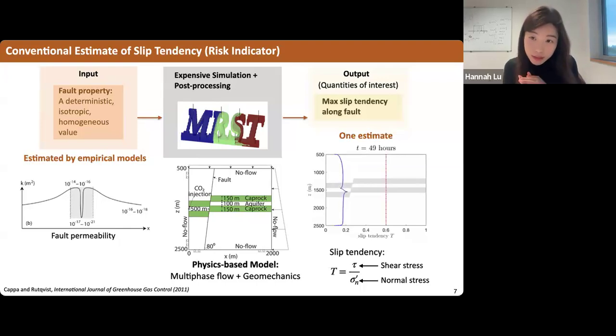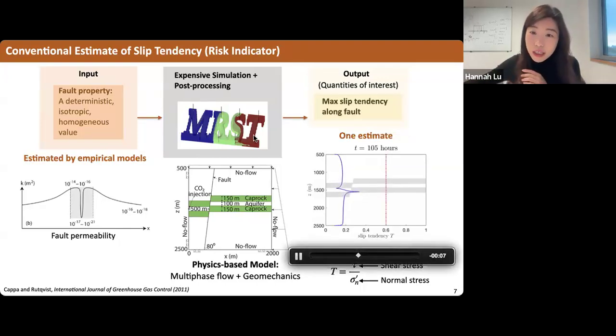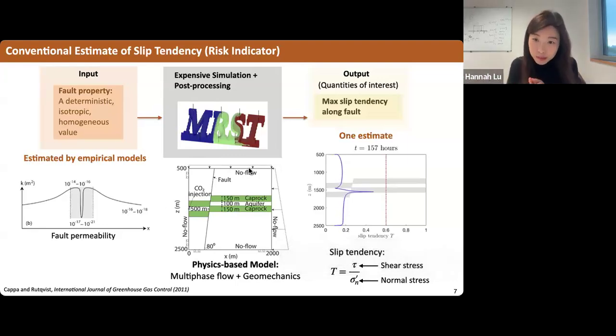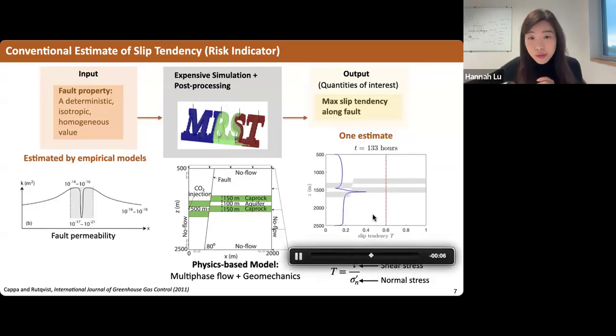And after post-processing, one will get this quantity of interest, as we mentioned before, the slip tendency, the risk indicator. Here, this video is showing a dynamic evolution of this slip tendency. And this vertical red line here indicates the threshold. And we can see the slip may happen at a later time at the intersection of the storage aquifer and the lower cap rock. So with everything deterministic, this conventional procedure gives us one fixed estimate of the slip tendency.